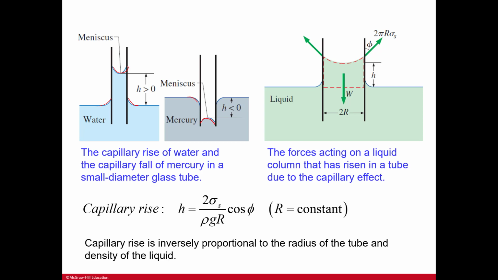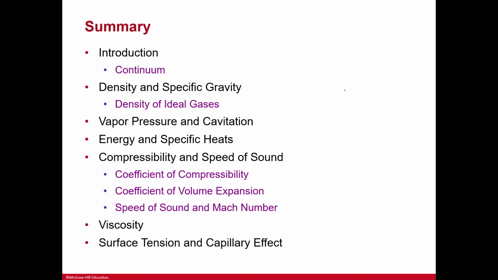Okay, so the capillary rise of water and the capillary fall of mercury in a small diameter glass tube. And what this is really saying is it's showing you the forces that are acting on a fluid column that has risen in a tube due to the capillary effect. So it's just showing you the angles and the change in the surface tension, because this is drastically different than this, right? And we do have that formula there because we will need to calculate those. And so the capillary rise is inversely proportional to the radius of the tube and the density of the liquid. And it is dependent on, obviously, whatever you're working with.